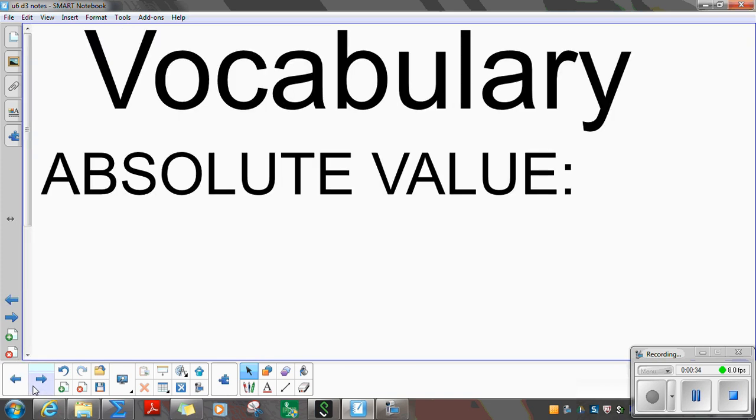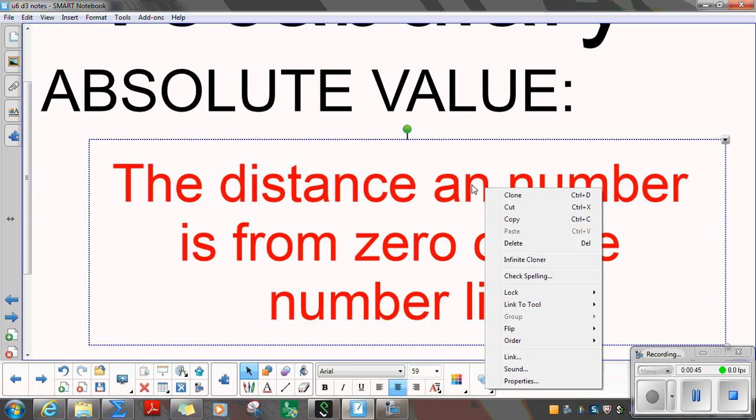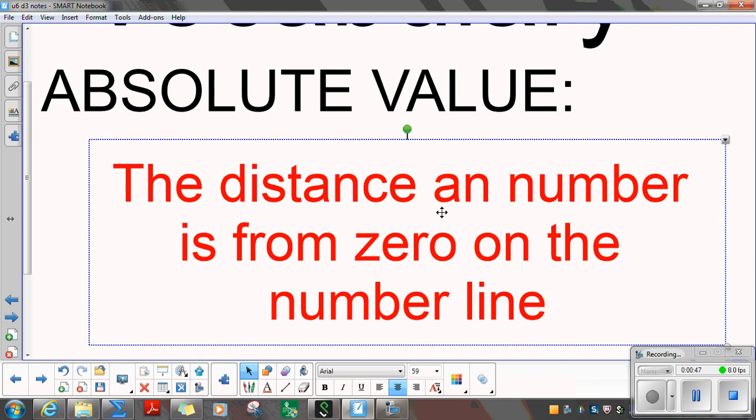So, vocabulary. Remember what absolute value is. Okay, an absolute value is the distance a number is from 0 on a number line. So that's absolute value.